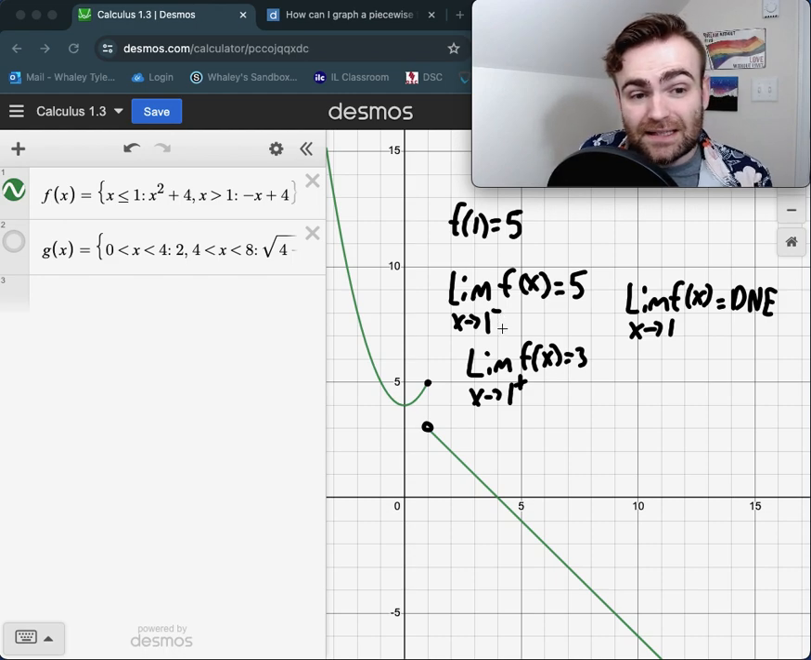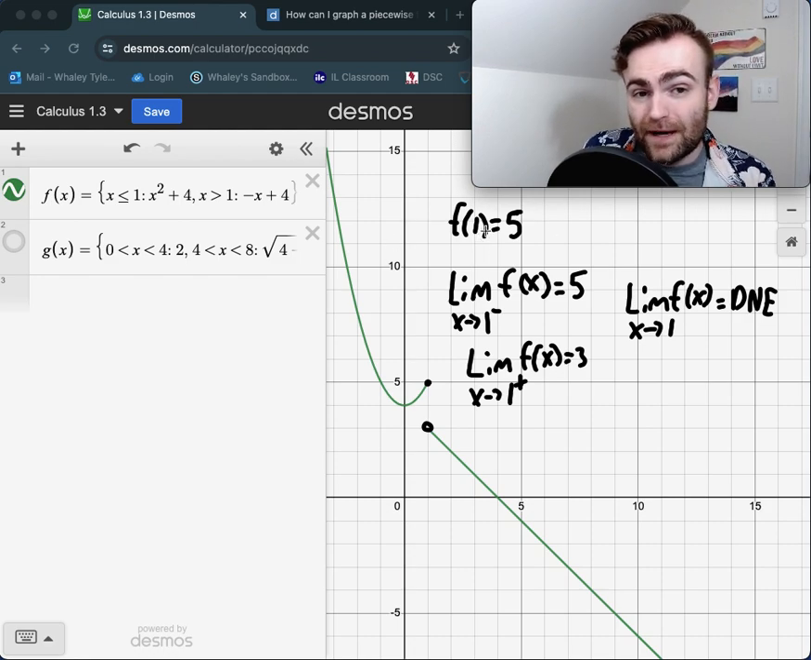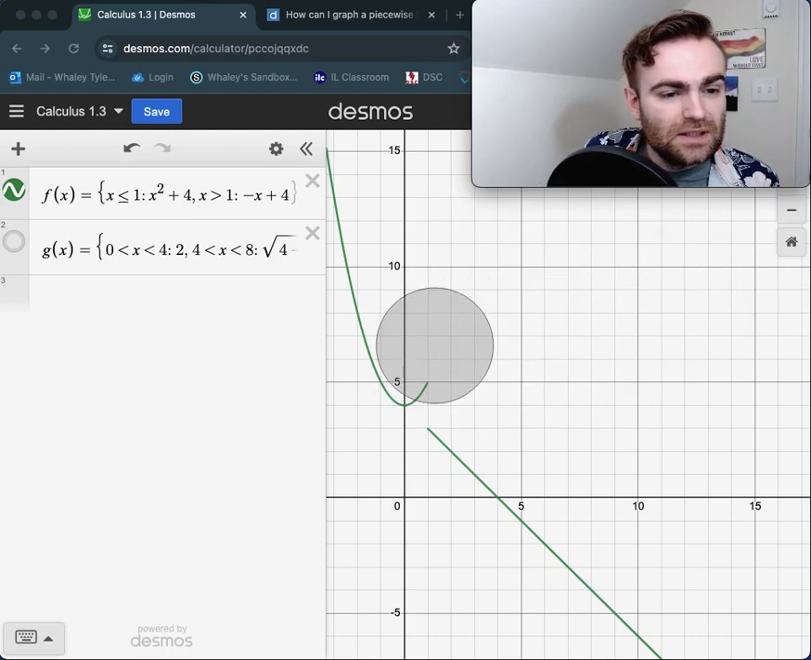So if the left-hand limit and the right-hand limit are not the same, the limit doesn't exist. It doesn't matter at all if the value exists or not. Let's take a look at another function just so we get it down. So let's erase all of this beautiful work, and let's switch graphs.